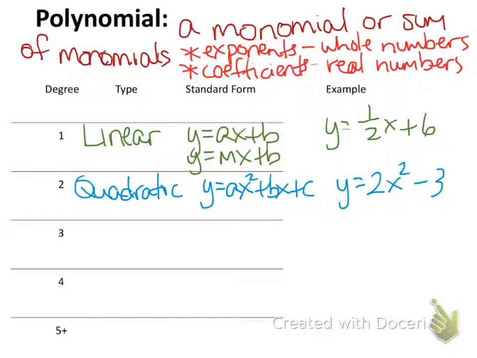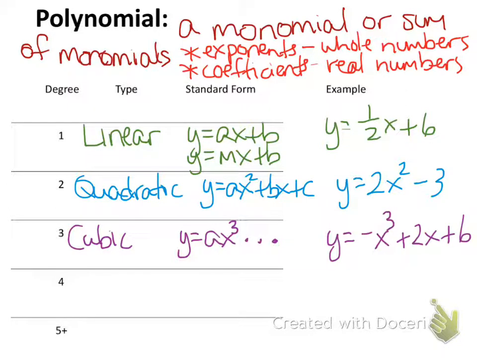For a degree of 3, one way that I think of to remember what a degree 3 polynomial would be is if I have a problem that deals with a length, a width, and a height, and I need to put a label on my answer, that label would be cubic feet, or feet cubed, or inches cubed. And so the type, if it's a degree 3, is a cubic. And again, the standard form, as long as the highest exponent is 3, it's a cubic. And so any example in which the highest exponent is 3 would be your example.